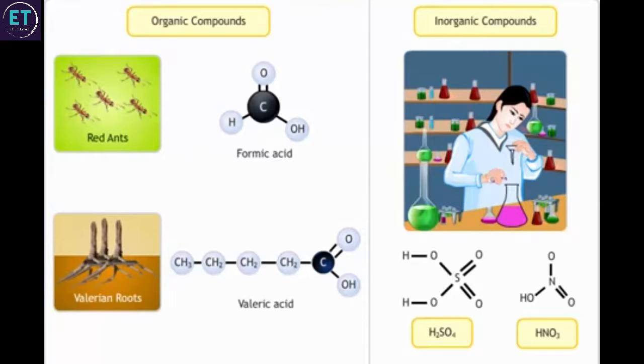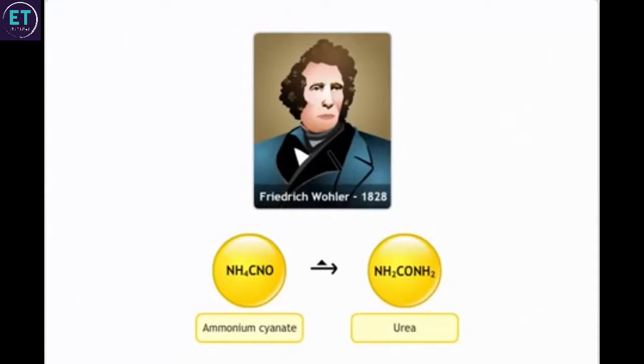They believed that organic compounds were produced under the influence of a vital force and could not be synthesized in the laboratory. This belief was shattered when Friedrich Wöhler, a German chemist, in the year 1828, prepared urea from ammonium cyanate, which is an inorganic compound, without the aid of any type of force such as vital force.